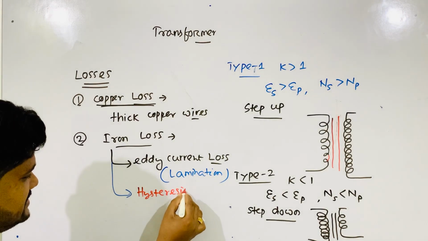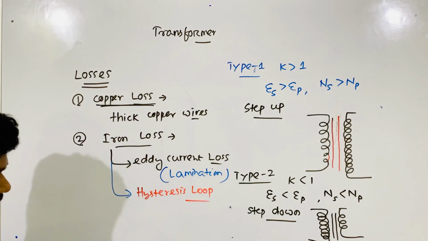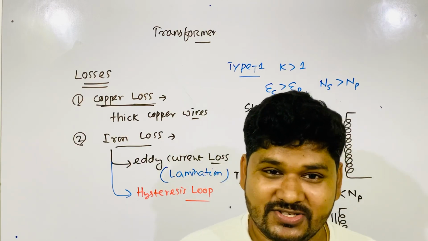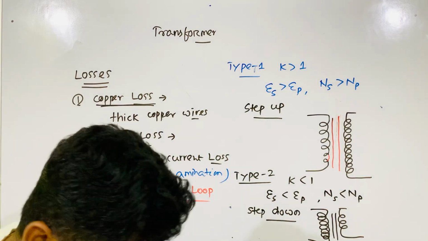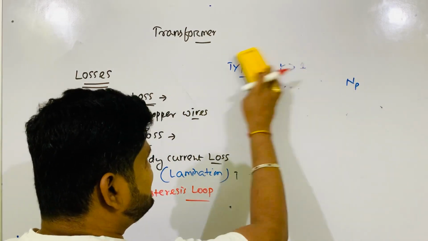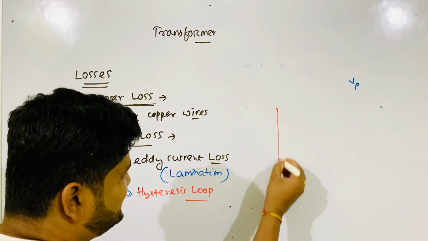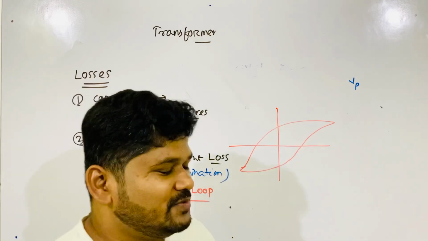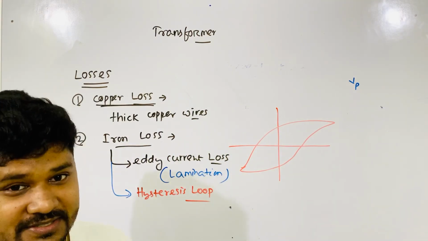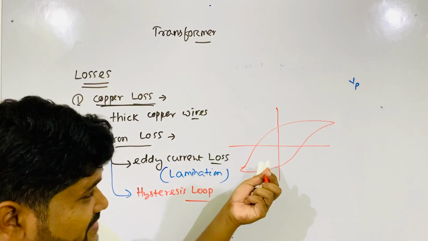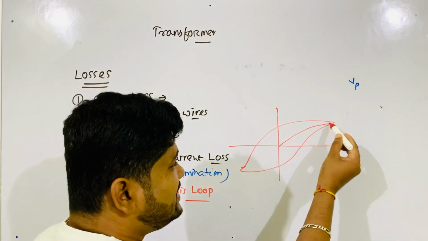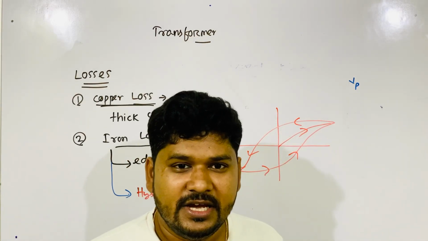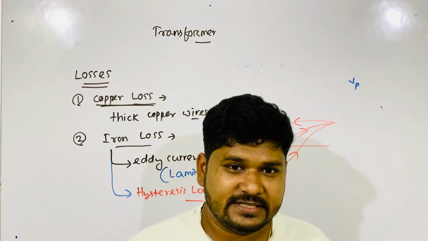This is hysteresis loss, where you have heard this word hysteresis in the magnetism and matter chapter. Just remind yourself of that graph, the hysteresis loop. One graph was there like this. The area enclosed by this hysteresis loop is called hysteresis loss. That's also energy loss. And where does this come from? Due to repeated magnetization and demagnetization.